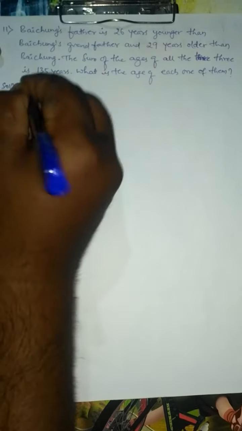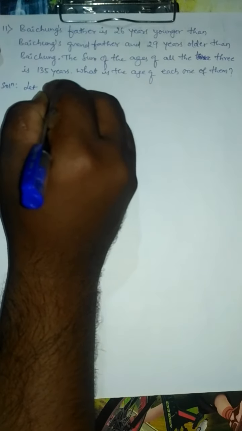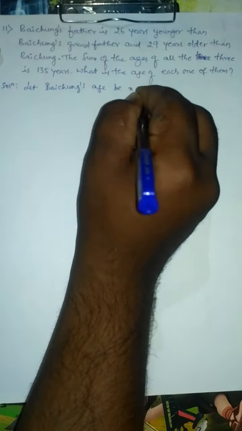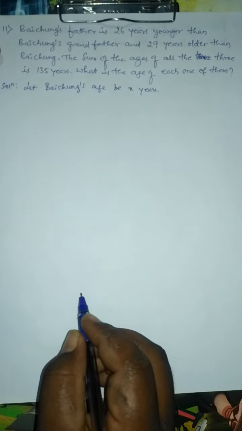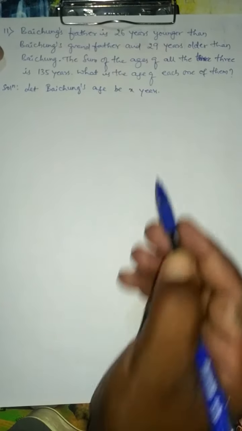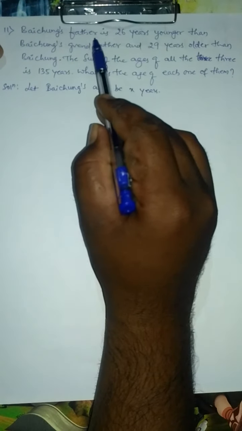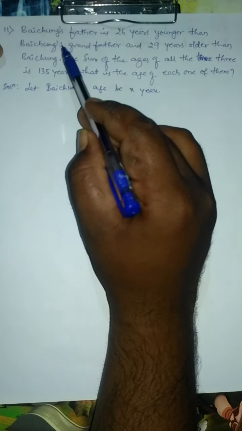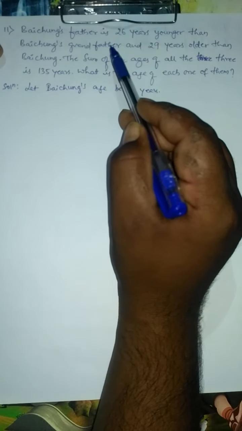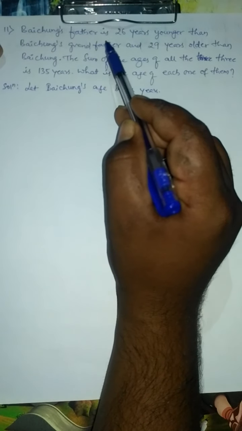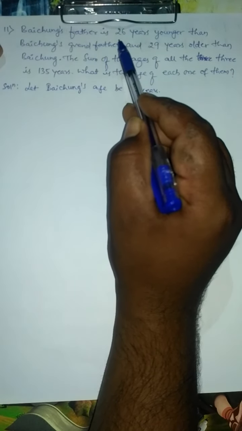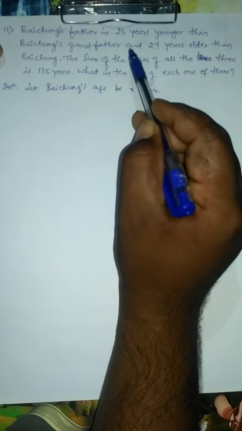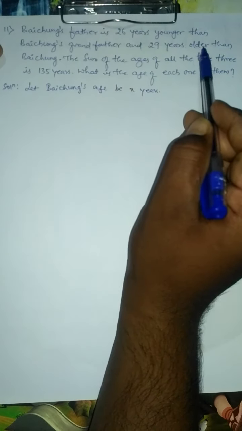So first, we have to go for the solution. Let Baichung's age be X years. If I consider Baichung's age as X years, what our condition says? Baichung's father is 26 years younger than Baichung's grandfather. It means here Baichung's father is 26 years smaller than the grandfather. In the same condition, 29 years elder than Baichung.